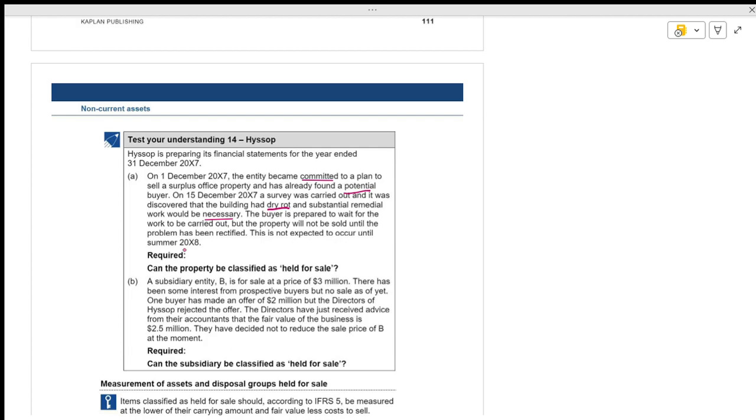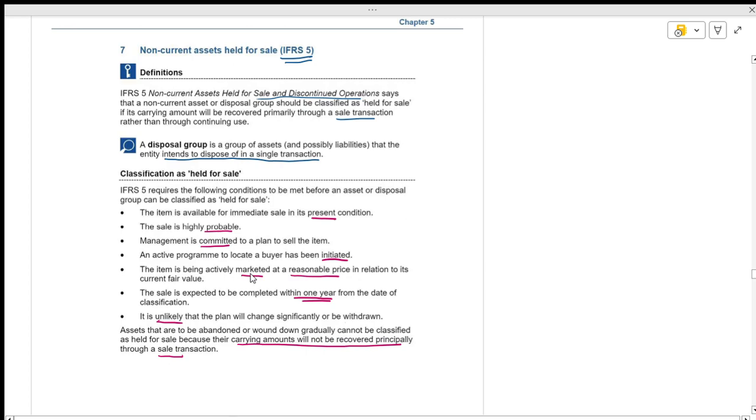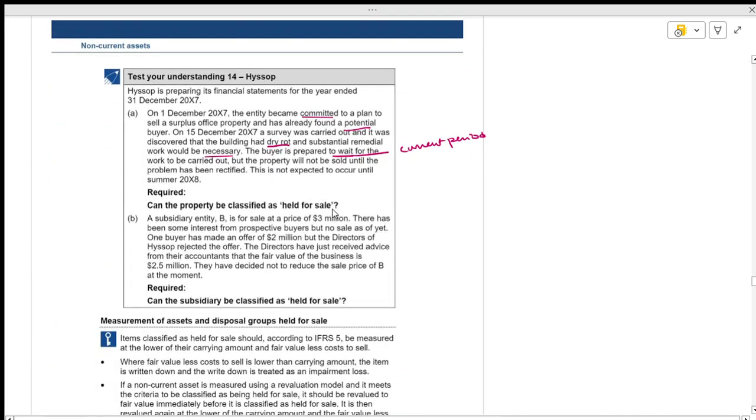The buyer is prepared to wait. Means it is not going to be during the current period. Is it right? It's not for the current period. See, I will put the things. This is point number 1, 2, 3, 4, 5, 6, 7. Okay. What it says, they have said that the item is available for immediate sale in its present condition. Is that immediate sale? It is not immediate. Condition 1 is not satisfied. Is it right?